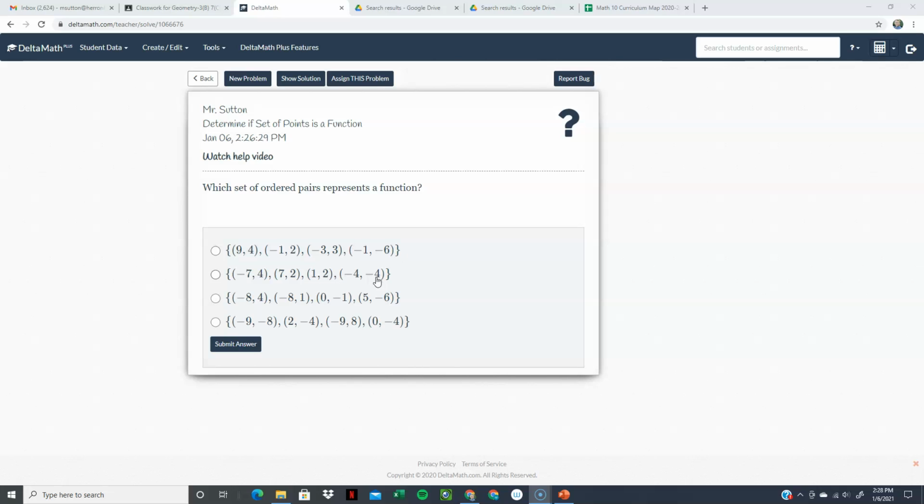And then negative 4 going to 4. This looks like it's our function right here because I don't have any repeated inputs. This one already says not a function because we have negative 8 going to 4 and negative 8 going to 1. So let's check on this one. Negative 9 goes to negative 8. 2 goes to negative 4. Negative 9 goes to 8. So here we have negative 8 and positive 8, negative 9 going to both of those. So this is not a function. So here's the only one where each input goes to exactly one output.